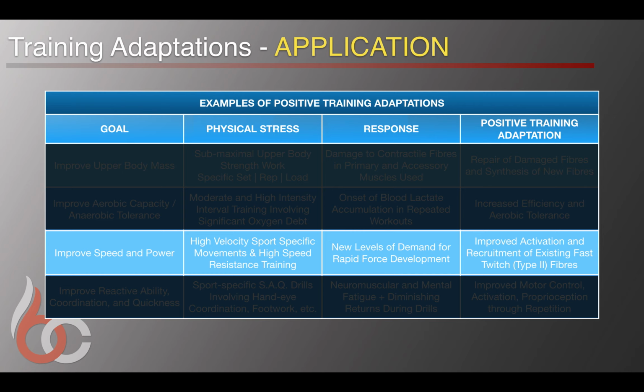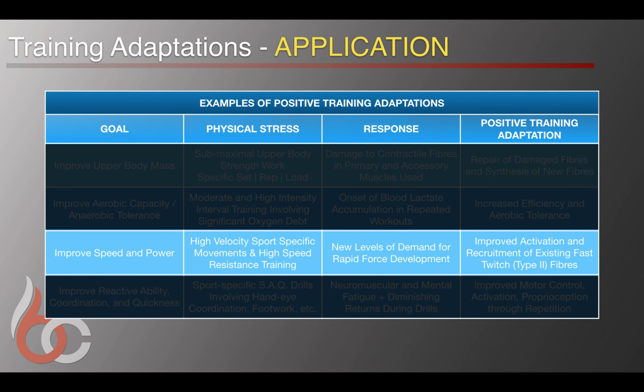So if the goal is to improve speed and power, and this might be for the sake of improving vertical jump, it might be for the sake of improving your 40-yard time, it could be for a variety of reasons. But again, the physical stress that needs to happen is a high velocity or high speed sports specific movement, or a high velocity or high speed resistance training movement. In both of those cases, our bodies are going to create a new demand on our fast twitch muscle fiber system.